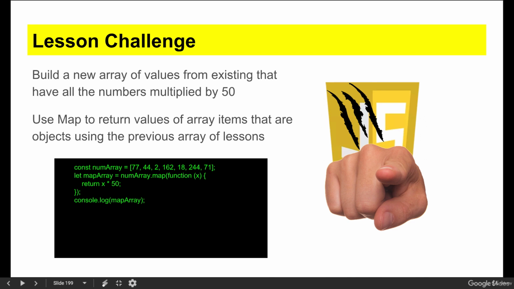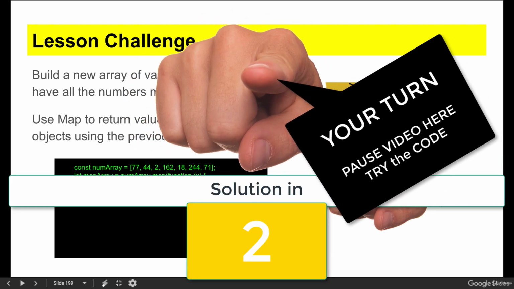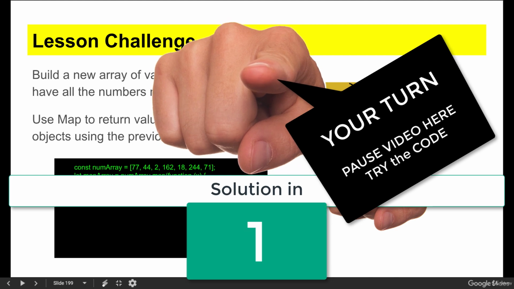So this map is going to work similar to what we've seen earlier, where we can reconstruct the array. So we've got an array, num array, all numbers in there. And we're going to use that existing array and rebuild it, multiplying each one of the values by 50 and then returning it back into map array, and we'll log out the values of map array into the console. So go ahead and try this out. You can pause the video and I'll walk you through it coming up.